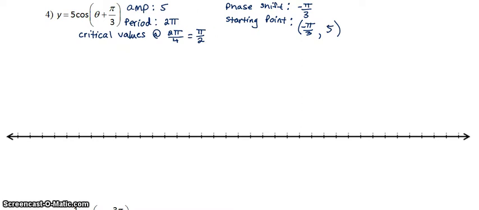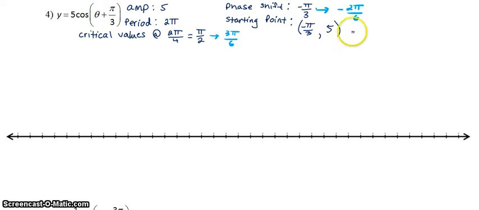So the way that I add this value here and this value here together is I need a common denominator. So I know that pi over 2 and negative pi over 3 have a common denominator of 6. So I'm going to rewrite negative pi over 3 as negative 2 pi over 6. And then over here I'm going to write pi over 2 as 3 pi over 6. And now I can do the addition much easier.